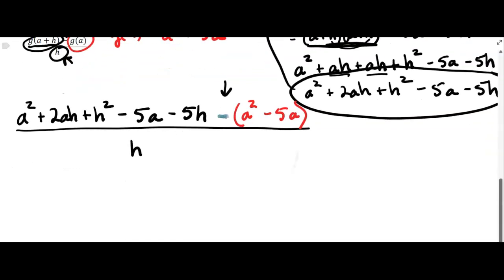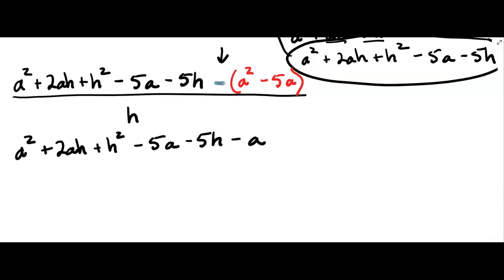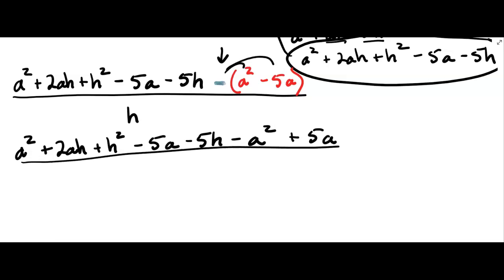Okay, so now we can simplify this. a squared plus 2ah plus h squared minus 5a minus 5h minus a squared plus 5a, because you have to distribute here, all over h. These problems always remind me of the movies where they're writing on the window with a little pen. That's what it reminds me of.